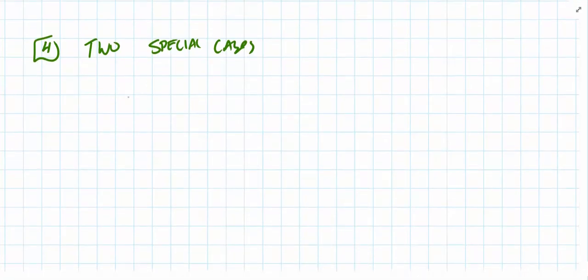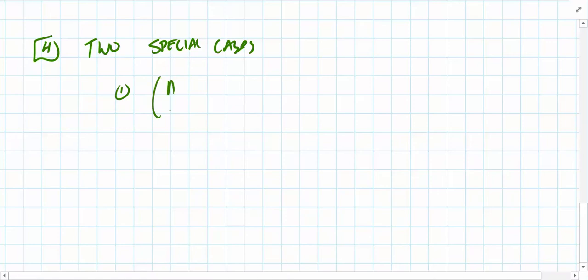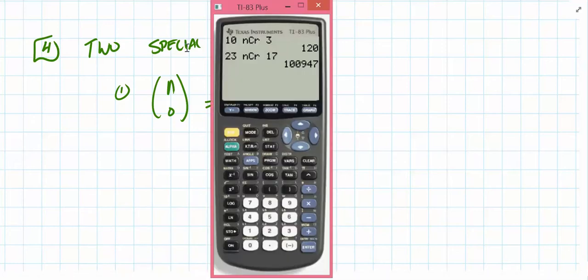And those cases are this. What do you think n choose 0 is? If I have n objects and I want to choose none of them, there's only one way I can do that. The answer would be 1.